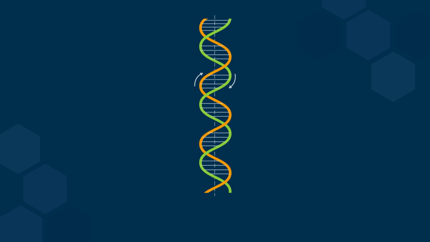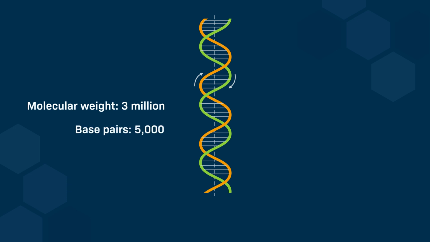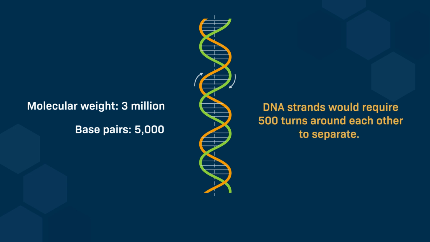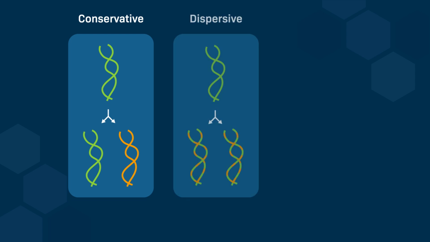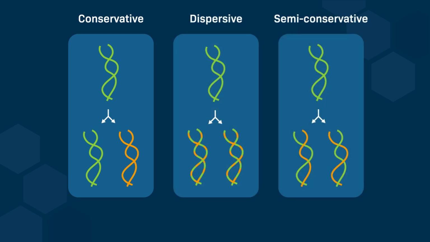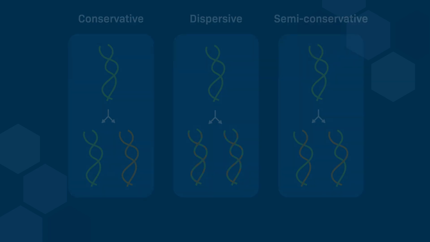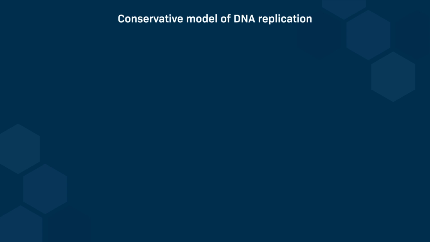For instance, a small DNA molecule with a molecular weight of 3 million would contain approximately 5,000 base pairs, meaning the DNA strands would need to turn around each other about 500 times to separate. These concerns about the feasibility of uncoiling the double helix led to the proposal of three models of DNA replication: the conservative model, the dispersive model, and the semiconservative model. Each of these models offers a different explanation for how the double-stranded DNA could replicate without necessitating complete strand separation at once. Let's take a closer look at the conservative model of DNA replication.